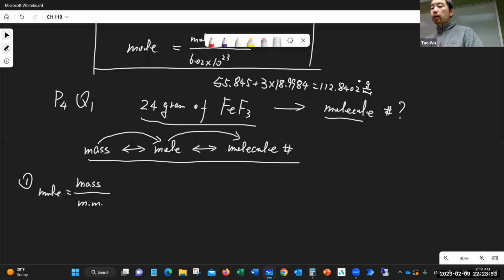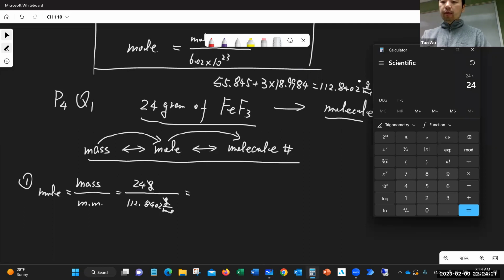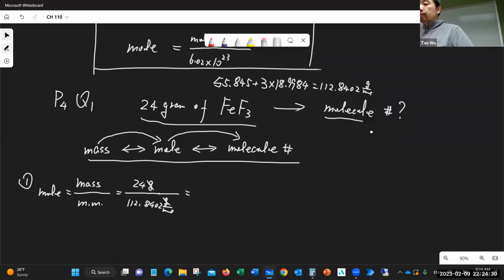Okay, so now you got the mass. Mass is 24 gram, divided by the molar mass 112.8402 gram per mole. You see, every time I do the calculation, I put the units with it because those numbers have a meaning. The gram and gram cancel, then the mole flips over, and we get a mole. 24 divided by 112.8402, and you get 0.2127, and this is in mole.